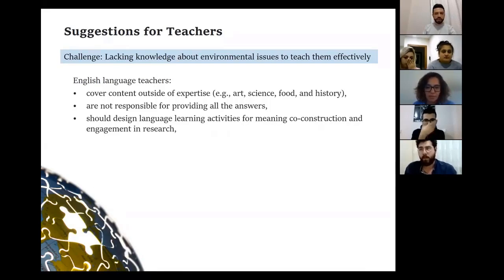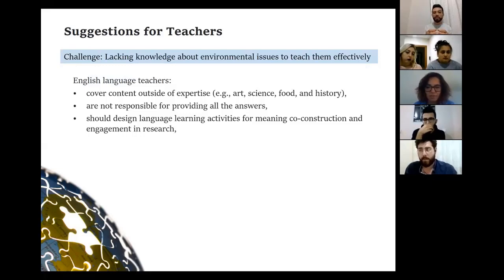And we can design language learning activities for meaning co-construction. That's very important, and engagement in research. Meaning co-construction means we're not the sole power in the classroom to construct meaning for our students, but we can also, with our students, co-construct the meaning. For example, if there's an environmental issue that we're not familiar with, or our students are not familiar with, we can Google it, bring the information into the classroom, and with our students, co-construct the meaning for this particular issue.